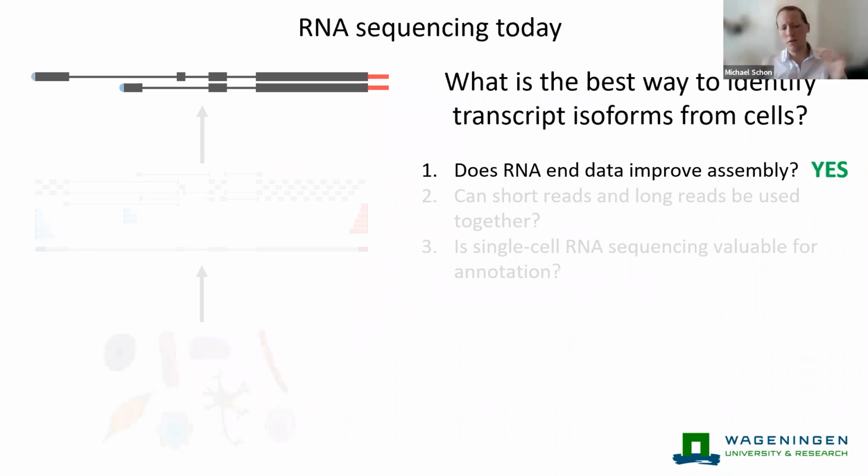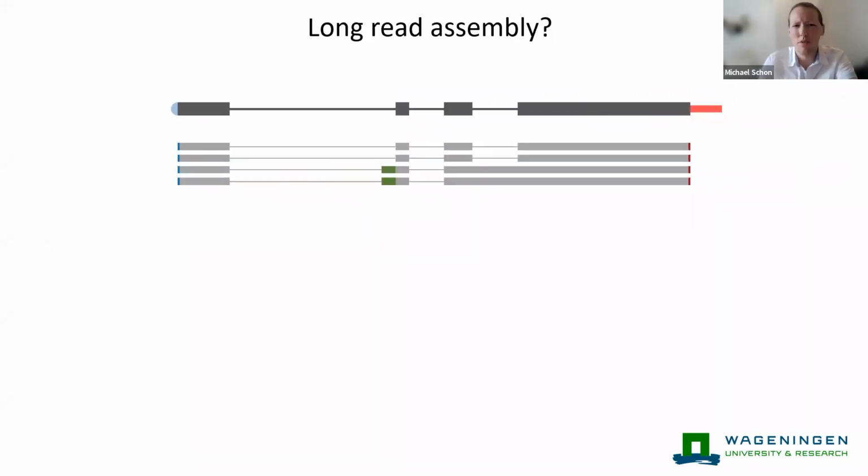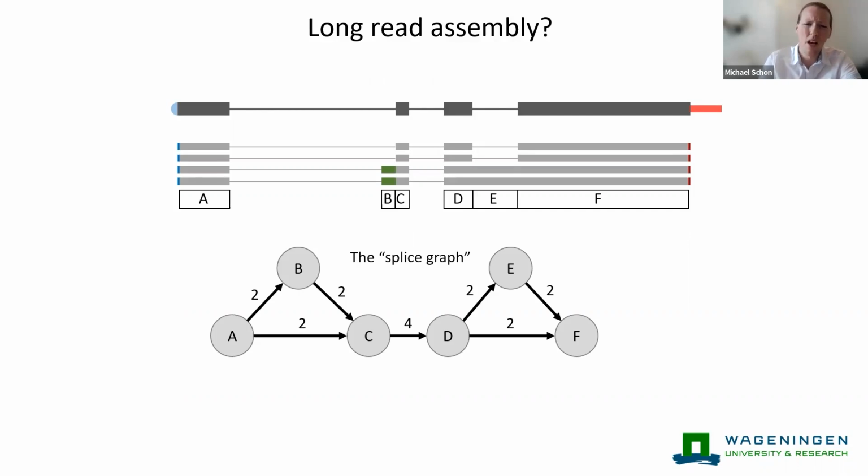So from these first pilot experiments, can I answer the question, does RNA-end data improve assembly? I think unequivocally, yes, it does. And now I was interested in what this end-guided model was capable of. If we think more about how to incorporate, say, long reads into an assembly, then we can see that the splice graph really causes us to run into some problems.